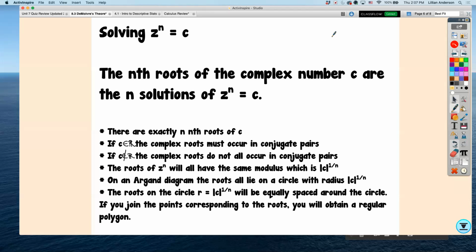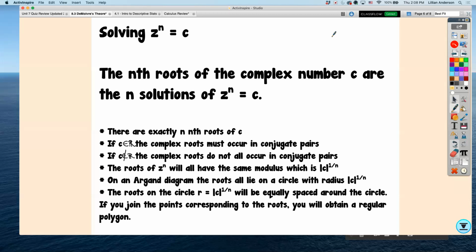On an Argand plane, the roots lie on a circle whose radius is the modulus. The roots on the circle will be equally spaced around the circle, so they go in a respective interval. If you join all the corresponding roots, it creates a regular polygon, because they are all equally spaced out. A regular polygon has straight lines, all the sides equal and all the angles equal. If you have 4 roots, they create a square. If you have 6, you end up with an inscribed hexagon, regular with equal sides and equal angles.